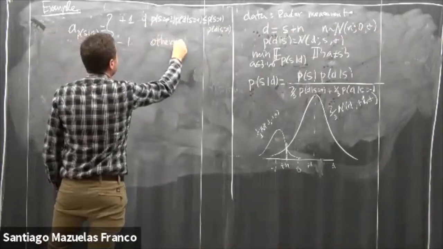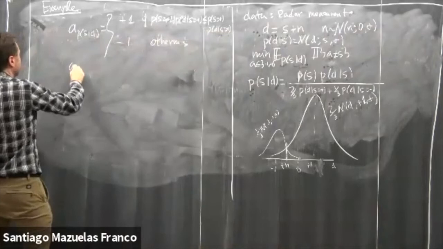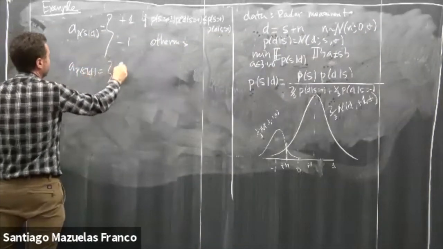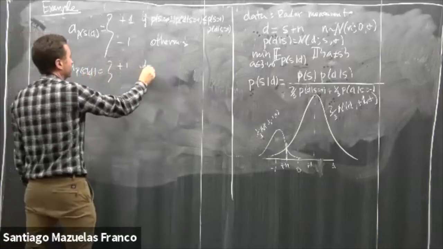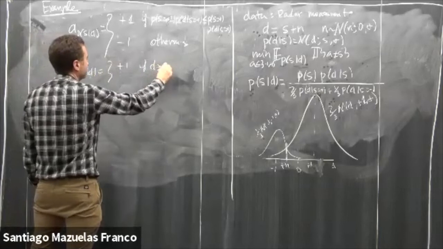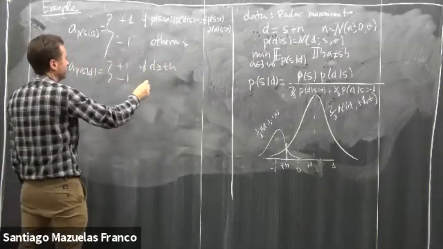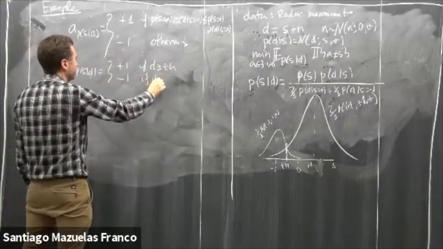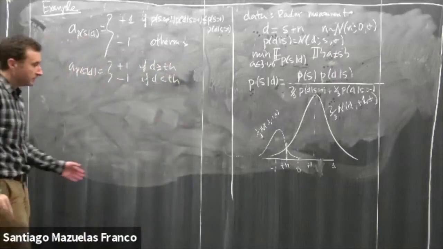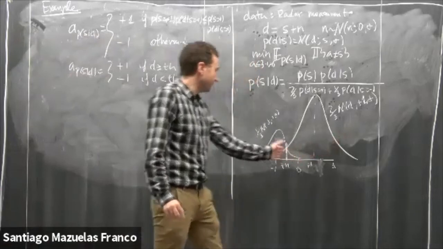So let's write that down. The best possible decision is plus one if the measurement of the data is bigger than the threshold, and is minus one if the data is smaller than the threshold. This region is white, this region is red.